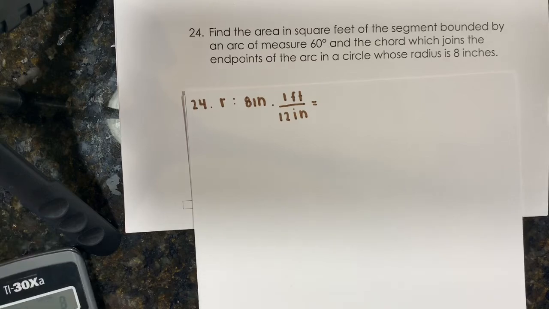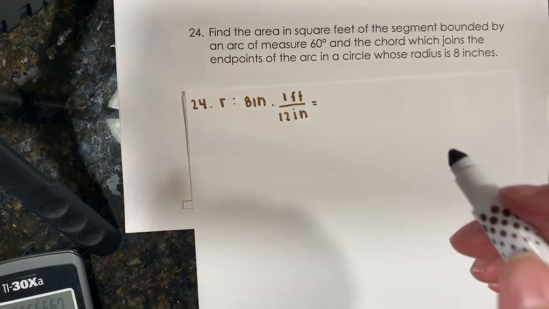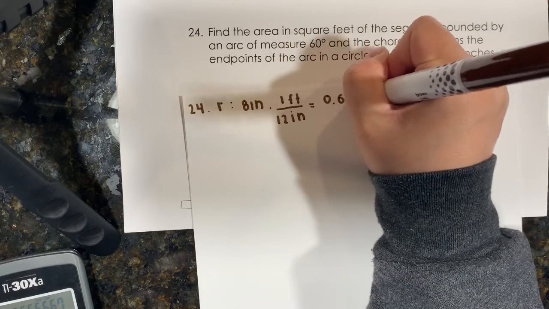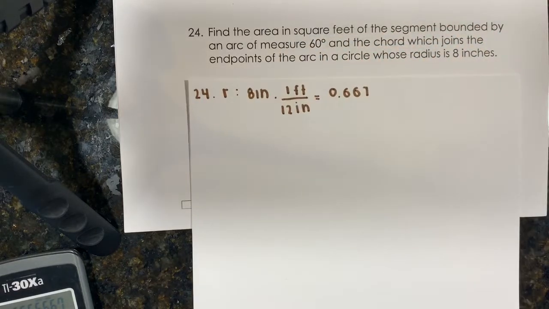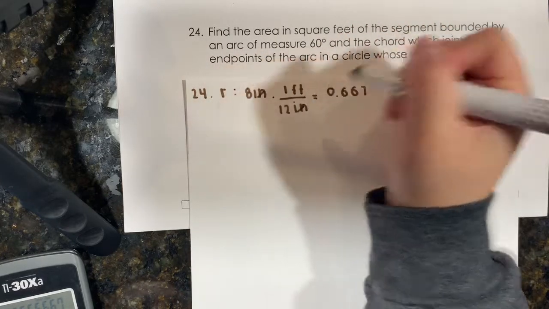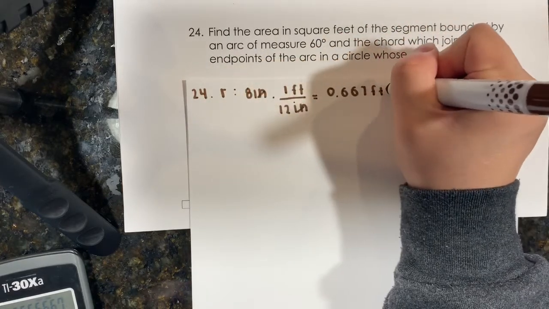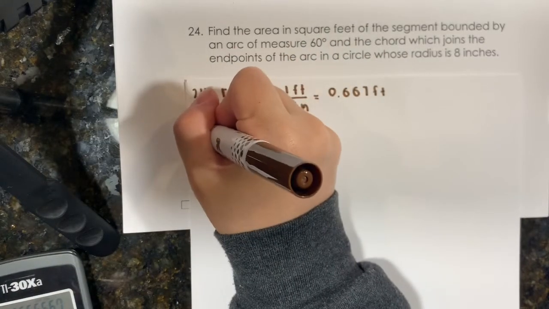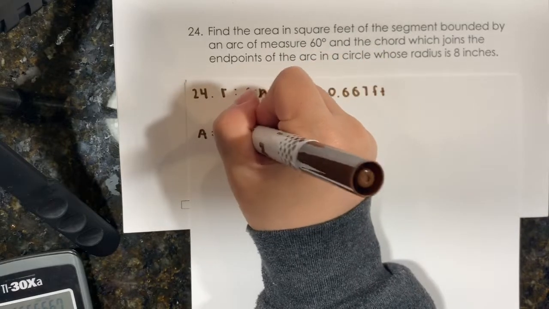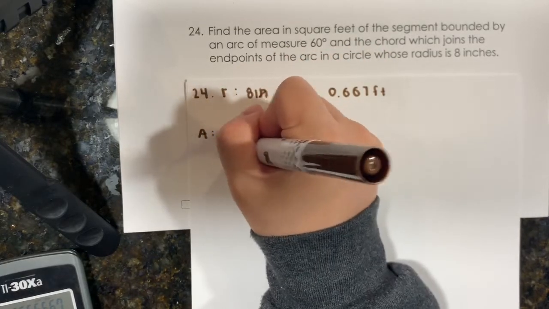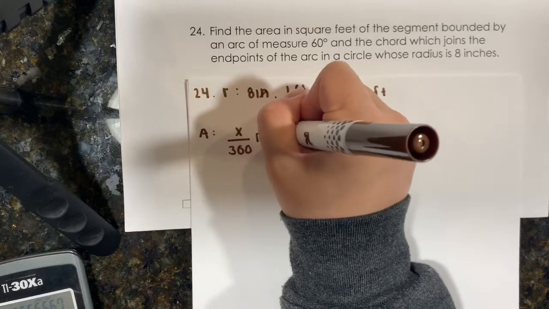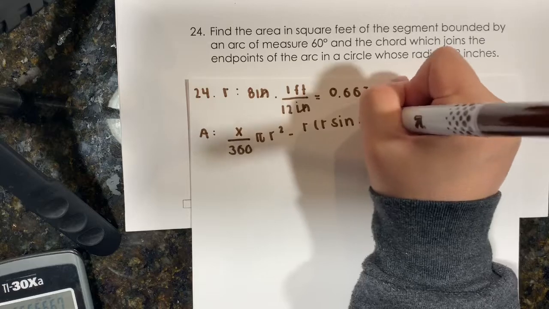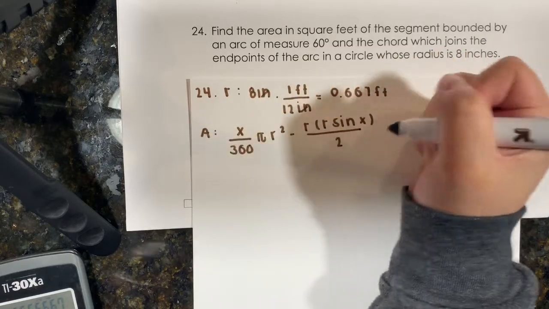So then 8 divided by 12 would, oh great, that does not come out evenly. So it'd be 0.667. I'm just going to use 0.667 feet. That's going to make our conversion a little bit harder, but the area of the segment follows this equation: x over 360 times pi r squared minus r times r sine of x divided by 2.